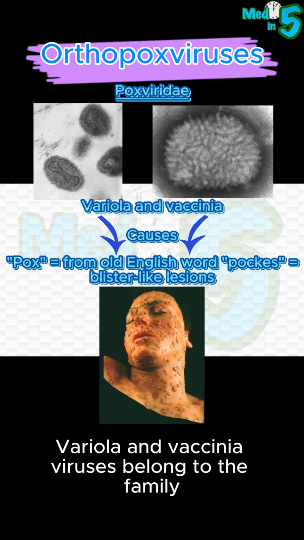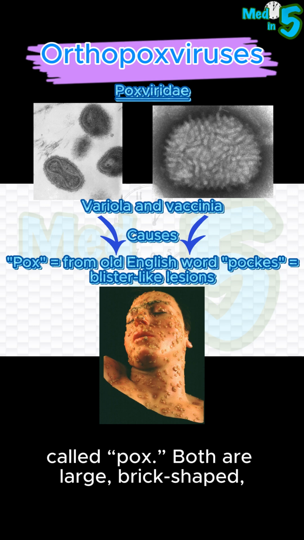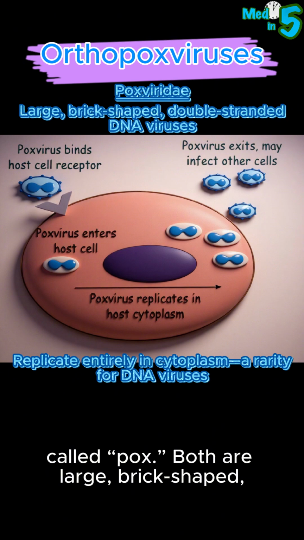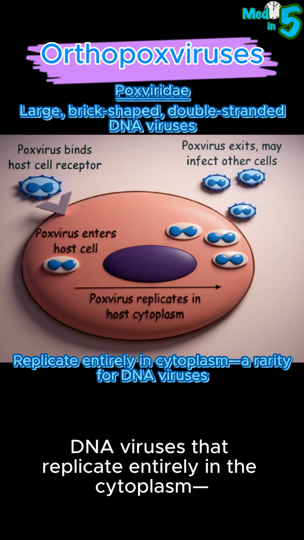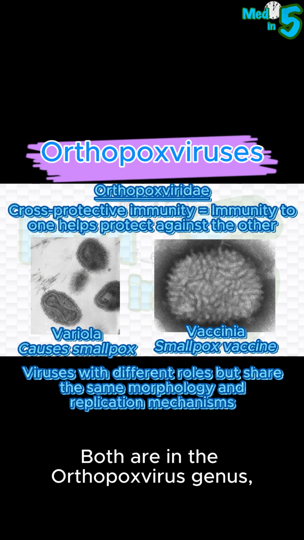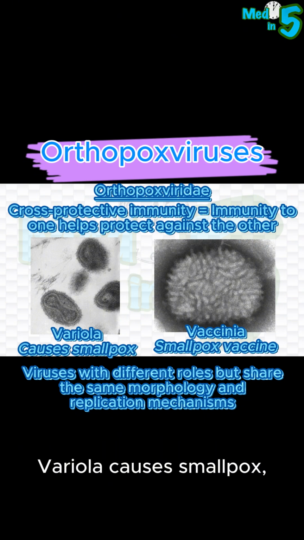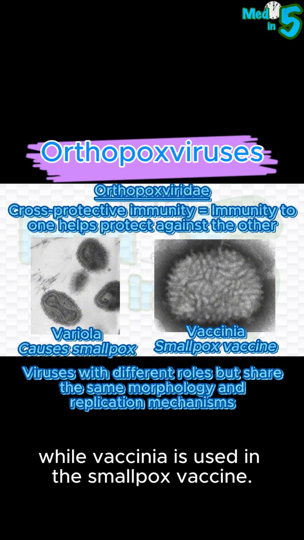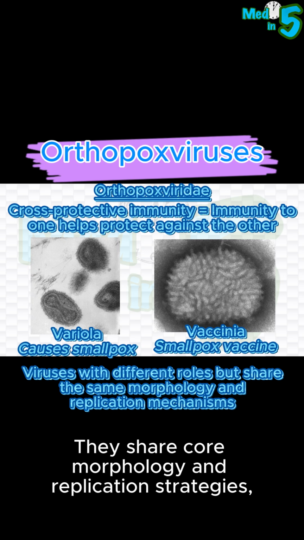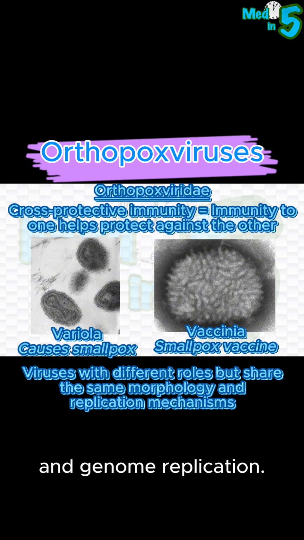Hang tight. Variola and Vaccinia viruses belong to the family Poxviridae, named for the raised skin lesions they produce, called pox. Both are large, brick-shaped, double-stranded DNA viruses that replicate entirely in the cytoplasm, a rarity for DNA viruses. Both are in the Orthopoxvirus genus, and immunity to one helps protect against the other. Variola causes smallpox, while Vaccinia is used in the smallpox vaccine. They share core morphology and replication strategies, using viral enzymes for cytoplasmic transcription and genome replication.